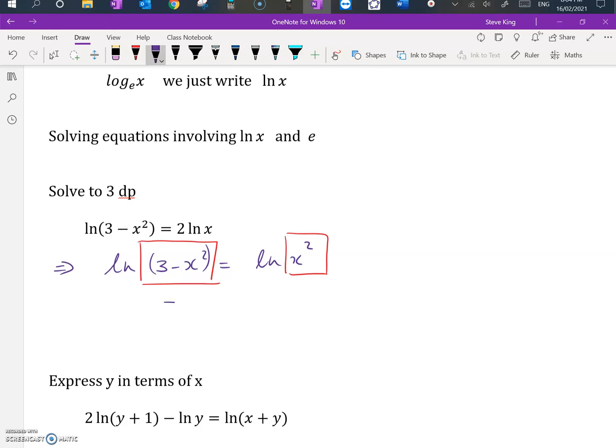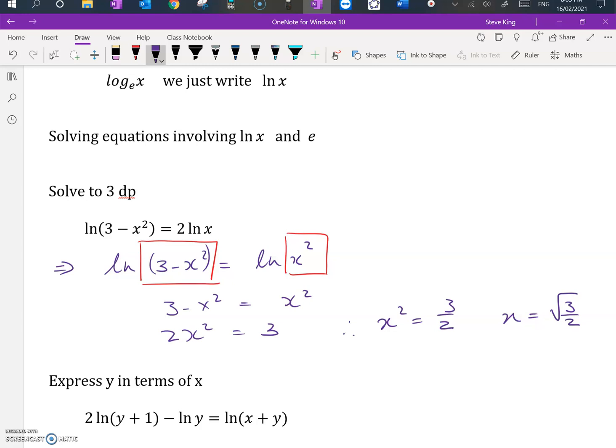So in other words, 3 minus x squared is equal to x squared, in which case 2x squared is going to equal 3. And therefore, x squared is going to be 3 over 2, and x is going to be the square root of 3 over 2. Now note, I only take the positive side of that. I don't take the negative because I don't want to have a negative number.